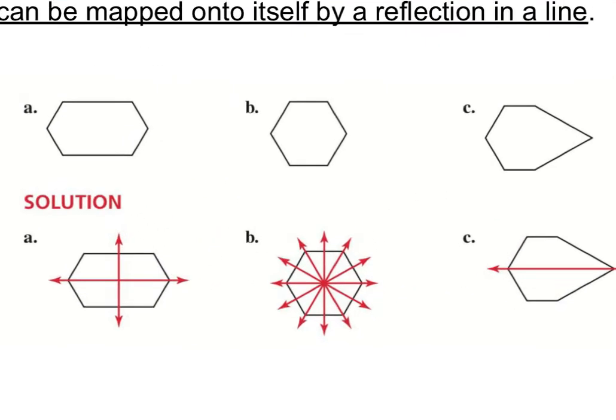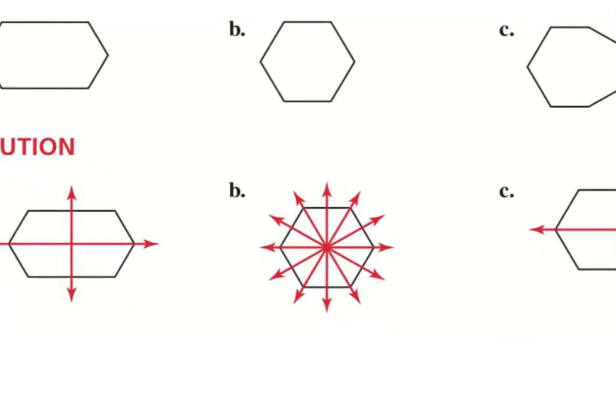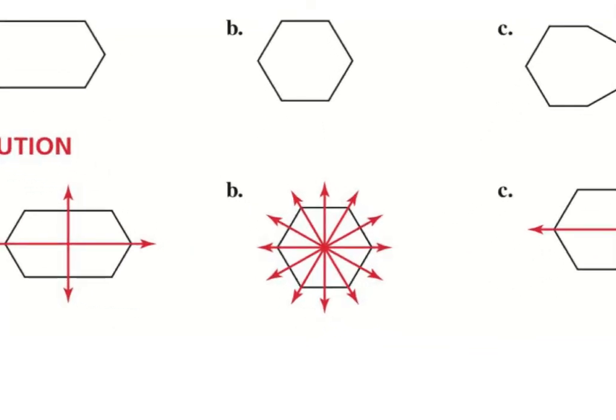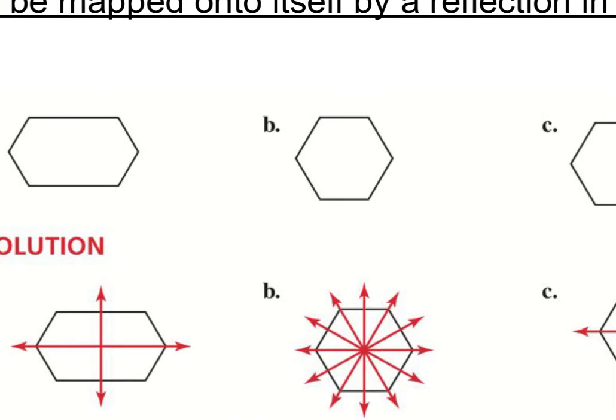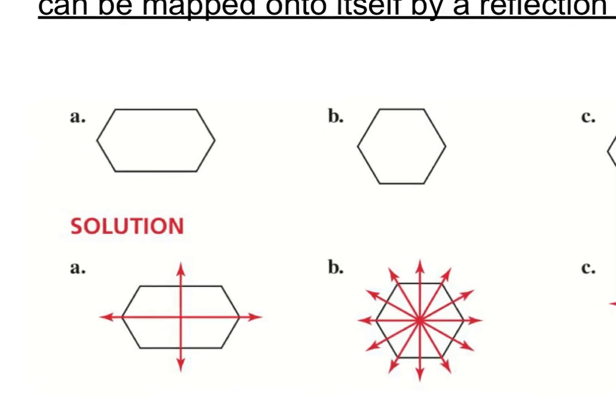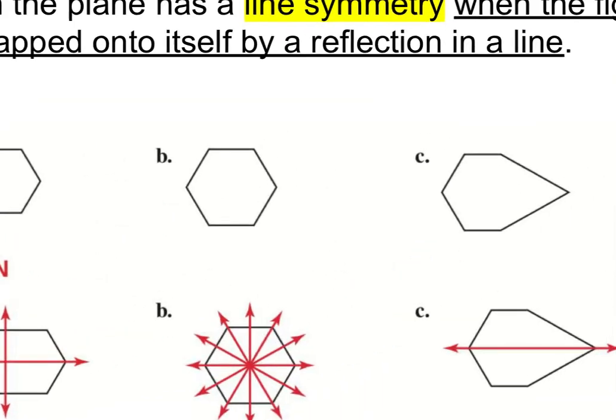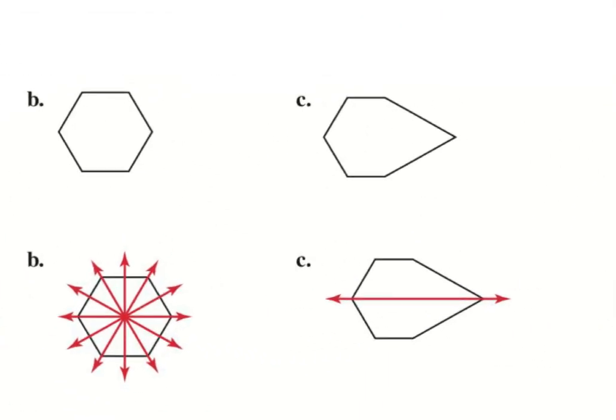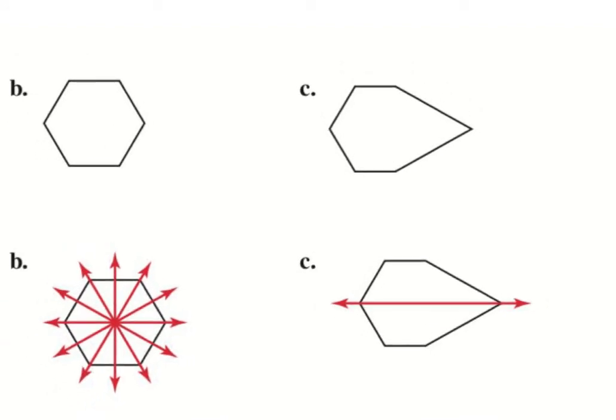Okay. B has a total of 6 lines of symmetry. That is a perfect hexagon. So in this case, each of those sides are equivalent. So they're exactly the same length. That's why it's a perfect hexagon. And C looks kind of like a kite. It only has one line of symmetry, okay? And that's the horizontal line of symmetry, all right?